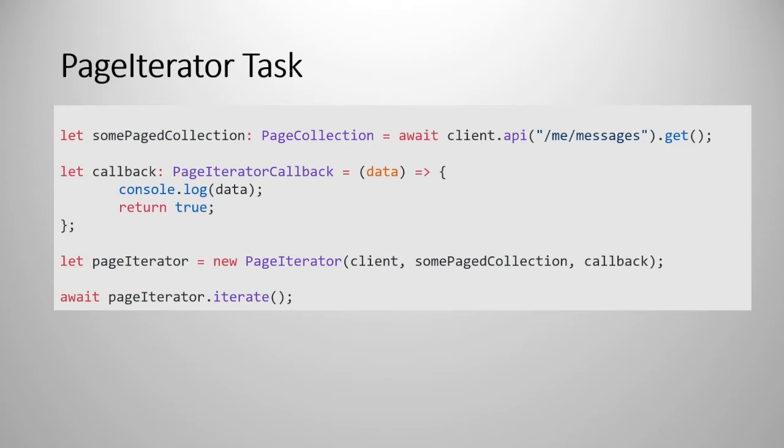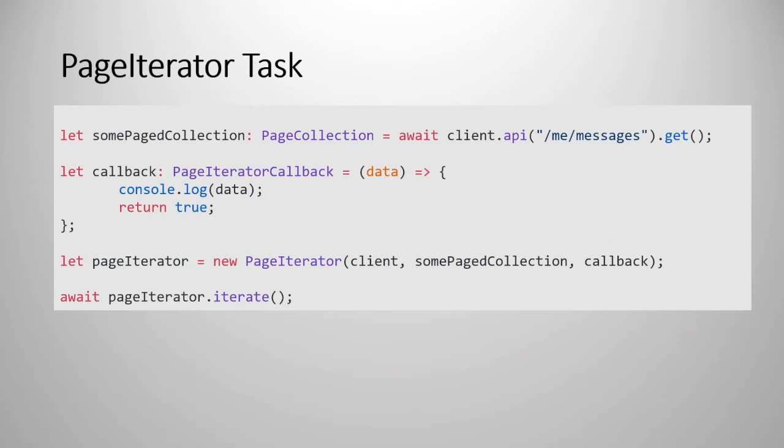But then, so many times I see people make the call and they're like, well, I'm just going to iterate through all of the pages because I want to get all of the things. Okay, fine. Well, let's make that a little bit easier, right? You make the request. In this case, we're using the client to make a call to get the list of all their messages in their inbox, /me/messages, get me my email. And I get a page collection.